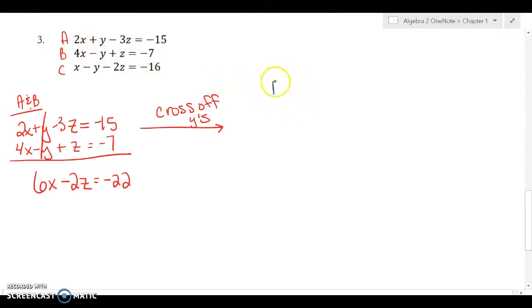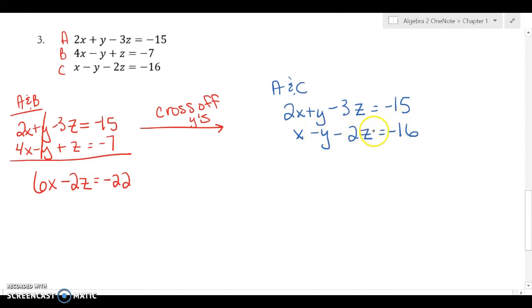And so this time I'm going to do A and C. So I write my A, and I write my C. Oops. And so there's my A and my C. And so now look, my y's will cross off here. And so 2x and 1x is 3x minus 5z equals negative 31.